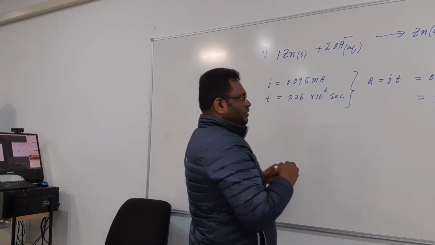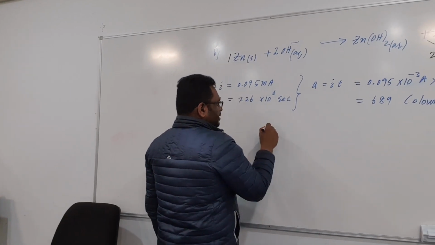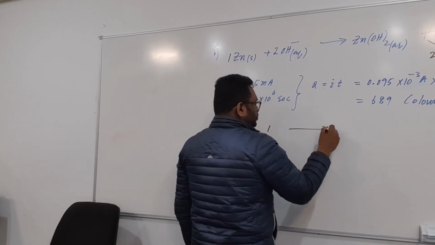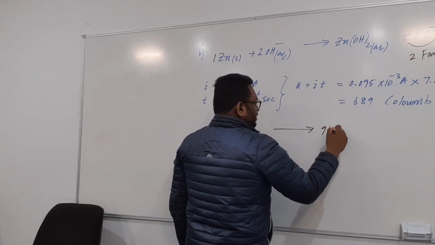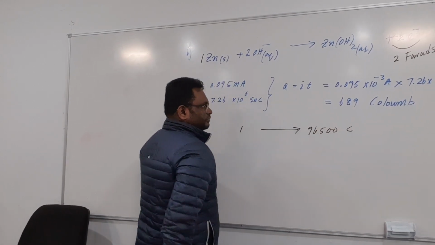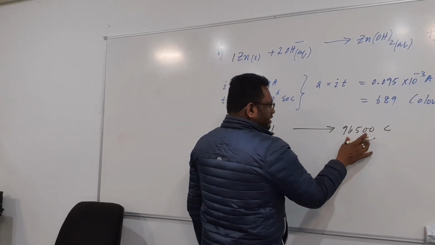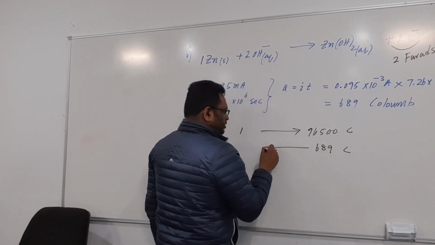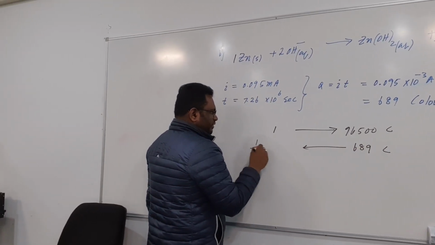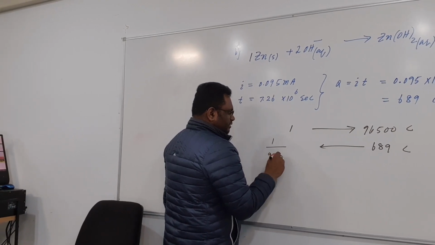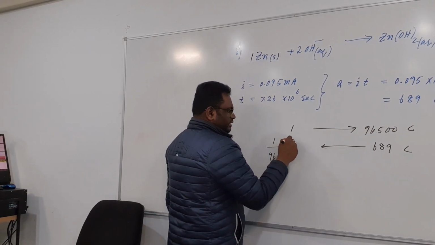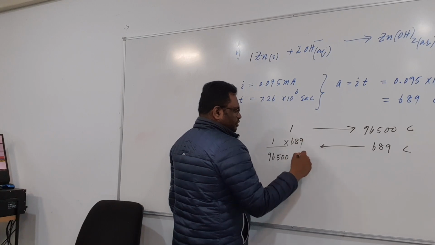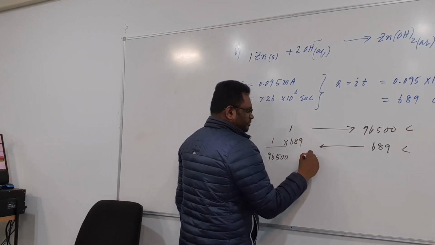Okay, look at this. 1 mole corresponds to 96,500 coulombs. So you are having 689.7 coulombs. Do the reverse calculation. This is going to be 1 divided by 96,500. You guys are math people. Understand this clearly. This much of moles, right?